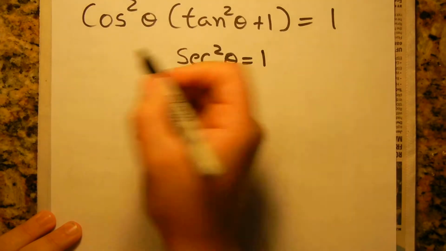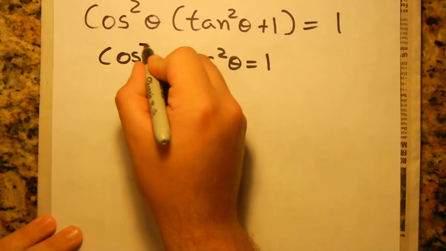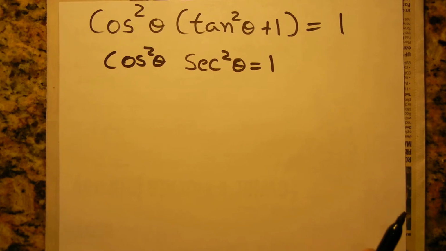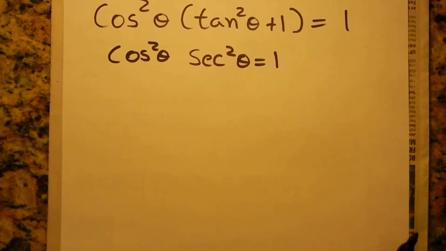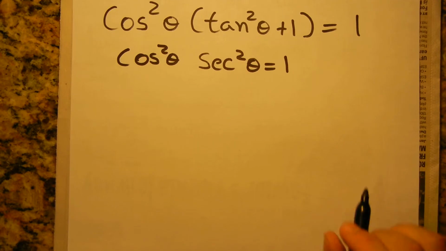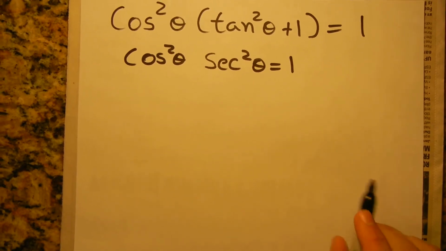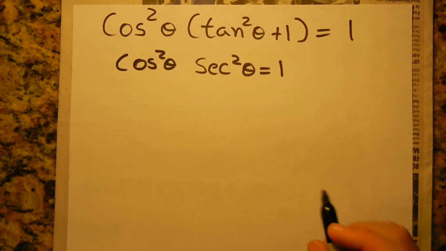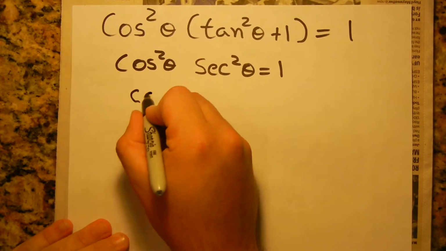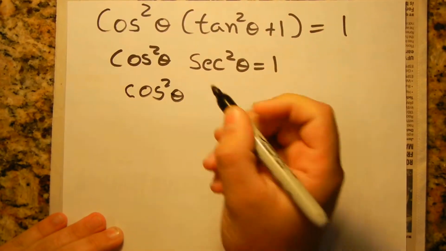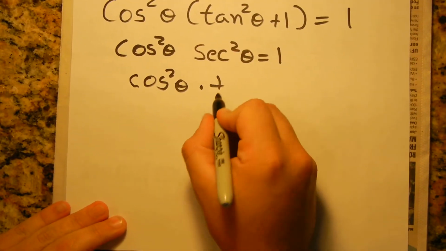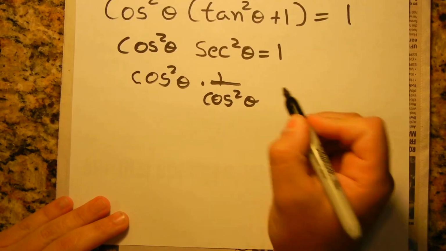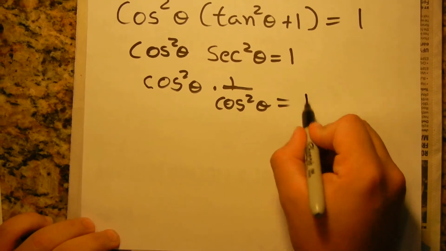So the new problem that we have is cosine squared theta times secant squared theta equals 1. So if you look on the formula sheet for reciprocals, you'll find that secant squared is actually the reciprocal of cosine squared. So you can rewrite that as cosine squared theta times 1 over cosine squared theta equals 1.